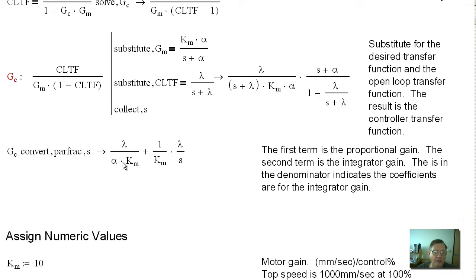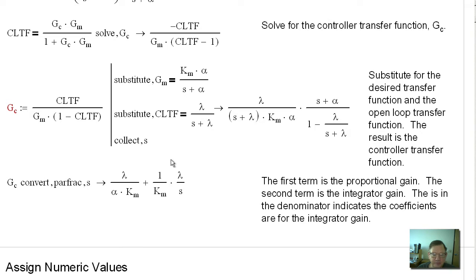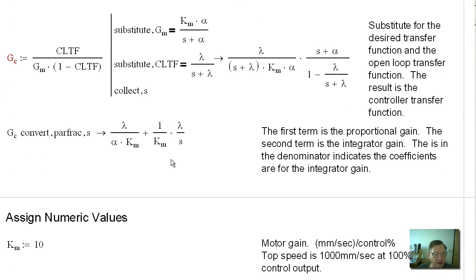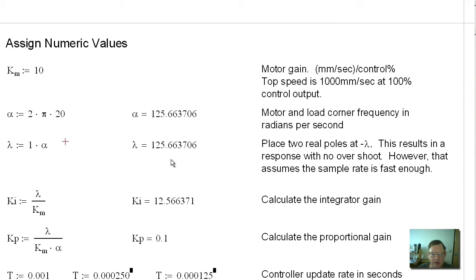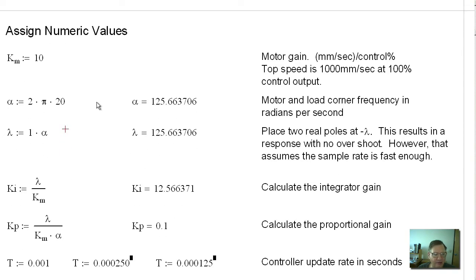So this is my symbolic proportional gain, and this is my integrator gain, and I can tell which one is which by where the S's are. And the gain itself is just the coefficients without the S. So I'm going to now assign numeric values. I'm going to start out with something very simple.